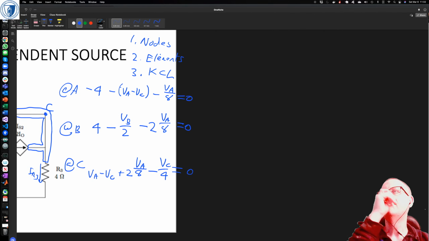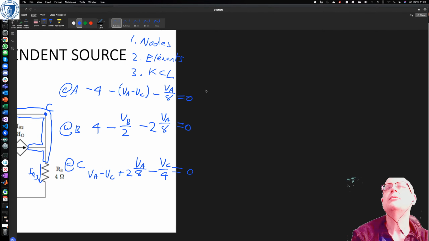Okay, so we have 3 equations, we have 3 unknowns. We just need to manipulate them a little bit so that we can get them into some semblance of order. So let's just rearrange. Remember the fourth step is distribute and group like terms, so let's do that.